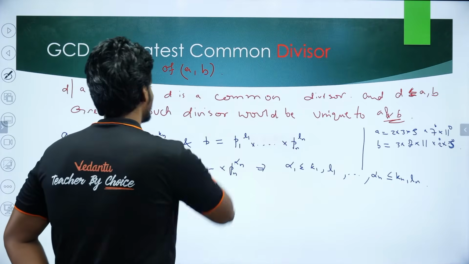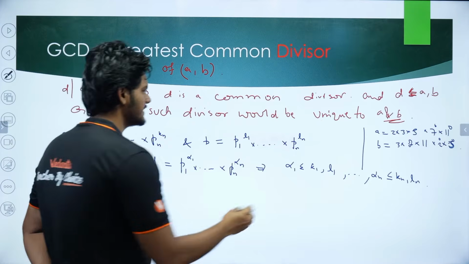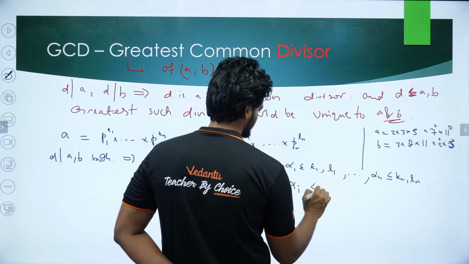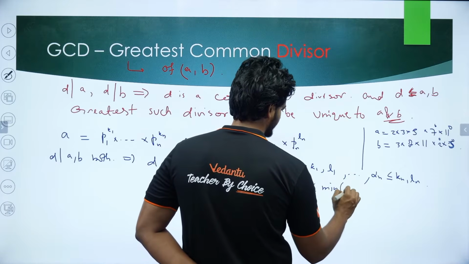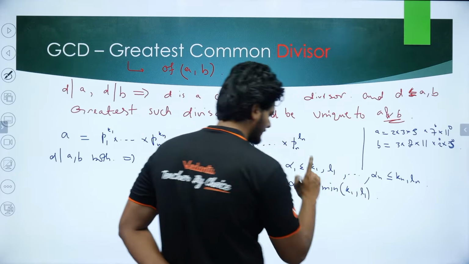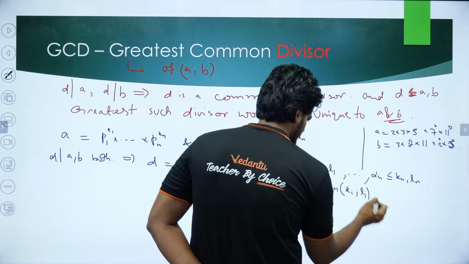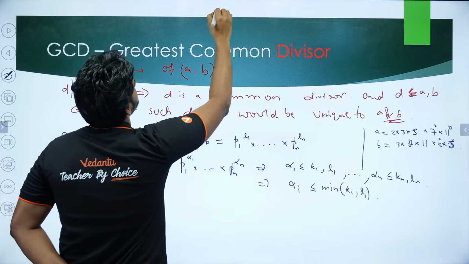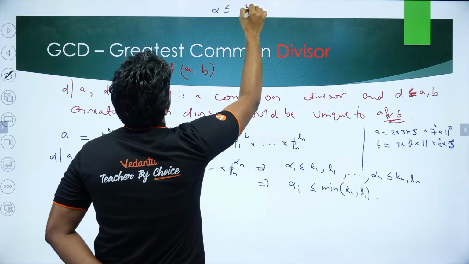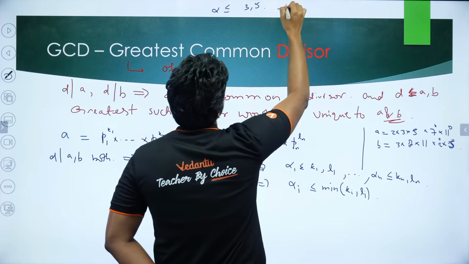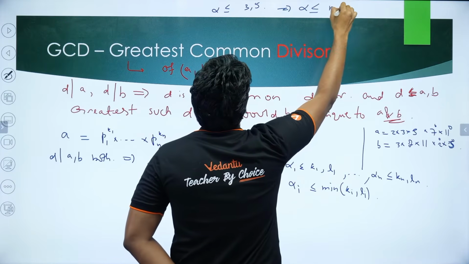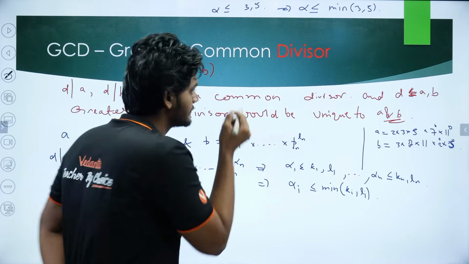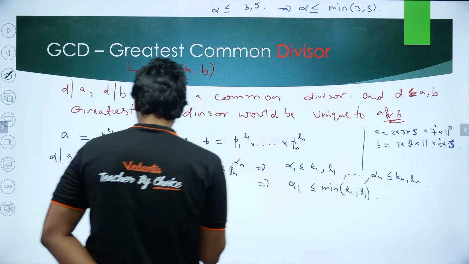Now, since it is the greatest, it has to be less than or equal to both. So, can I say that each alpha i has to be less than or equal to the minimum of Ki comma Li? Think about it. So a number alpha is less than or equal to both 3 and 5, let us say. Doesn't that imply alpha is less than or equal to the minimum of 3 and 5, right?